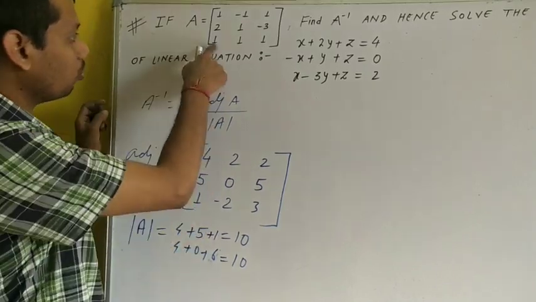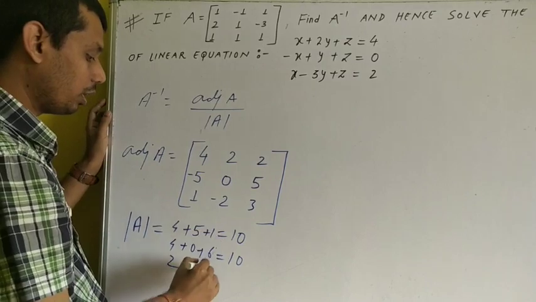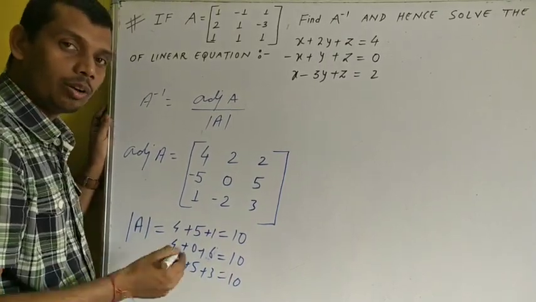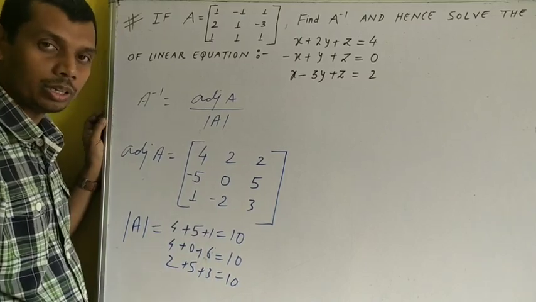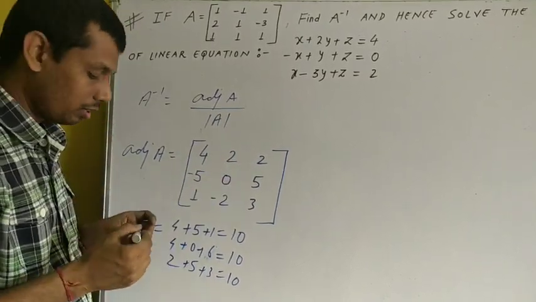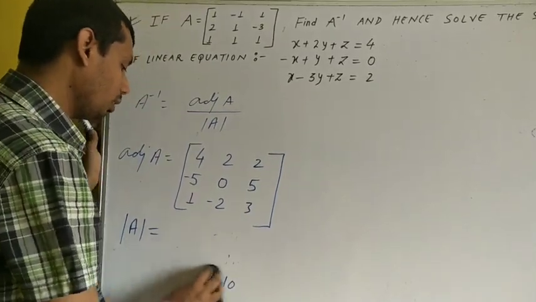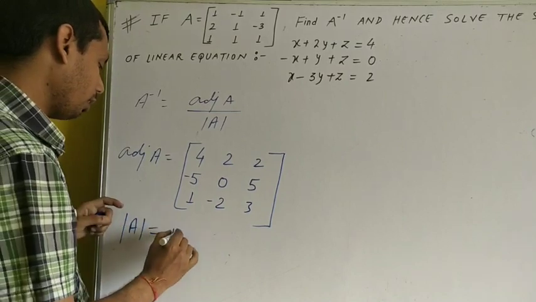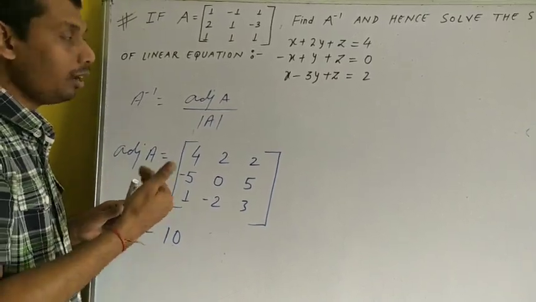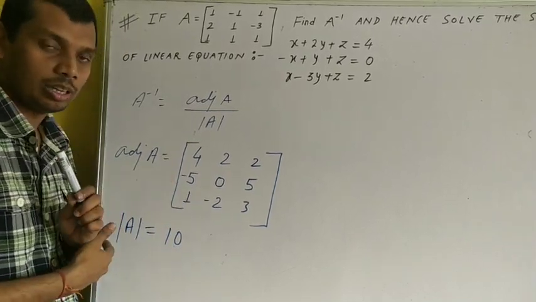Now the last one. 1 into 2, 2. 1 into 5, 5. And 1 into 3, 3. So 5 plus 2, 7 plus 3, 10. See, along all the rows, the same value 10 is coming. It means that the entries which we have made here are correct. So the value of determinant A is 10. And the adjoint A which we have determined with the help of the cofactor matrix is also correct.